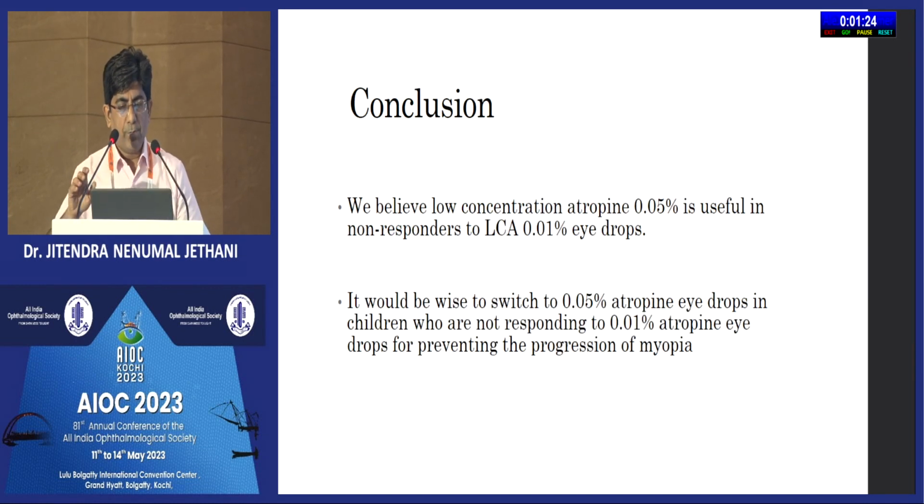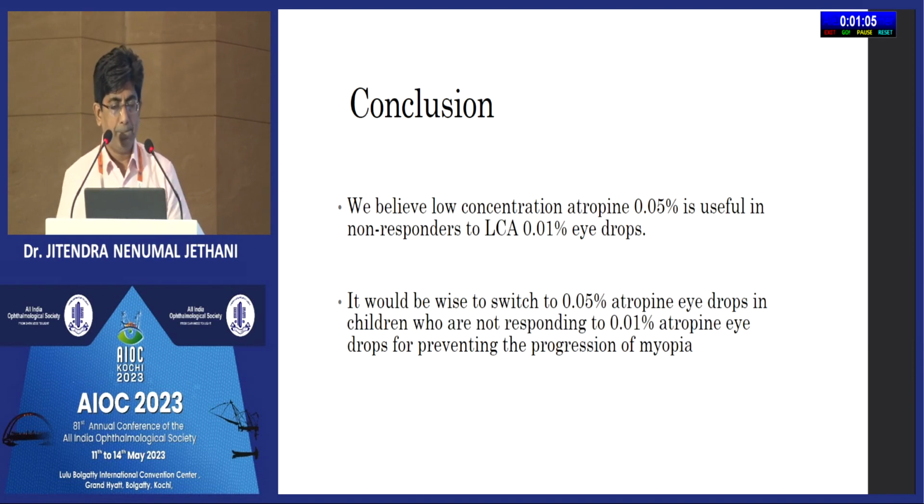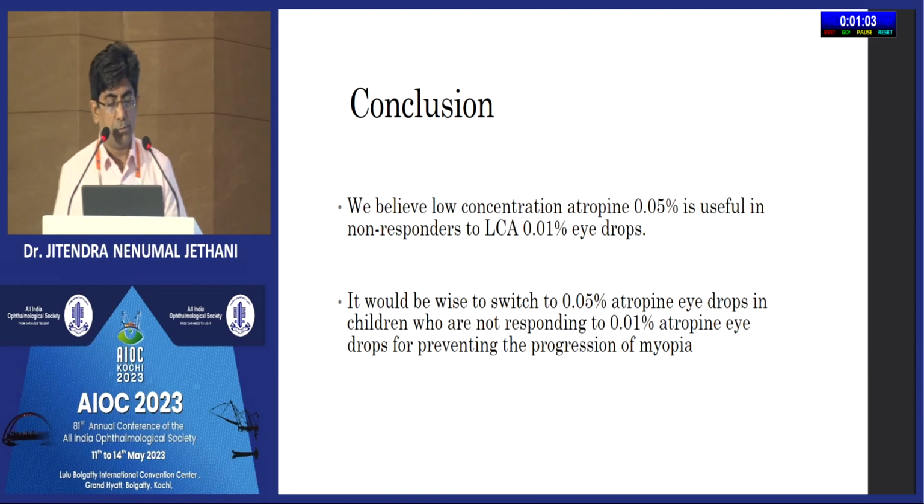So in conclusion, we believe that low concentration atropine eye drops 0.05% is useful in non-responders to 0.01%. It would be wise to switch to a higher concentration in children who are not responding to 0.01% low concentration atropine eye drops for preventing the progression of myopia. This is mainly for axial myopia. Thank you so much.